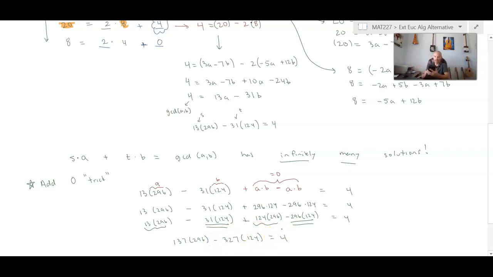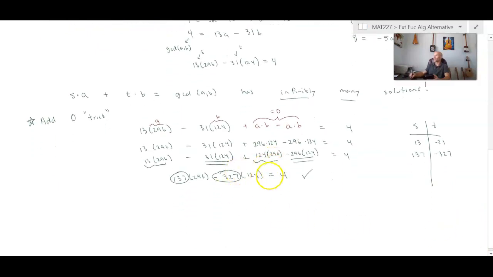Well, assuming I've combined like terms properly, 137 times 296 minus 327 times 124 indeed gives me 4, and this checks out. So I've just found a new coefficient here and a new coefficient here that will satisfy this equation. So if I look at the possible values for s and t, the ones that I came up with from the extended Euclidean algorithm, I'll get 13 and negative 31. But I also came up with another pair here, 137 and negative 327.